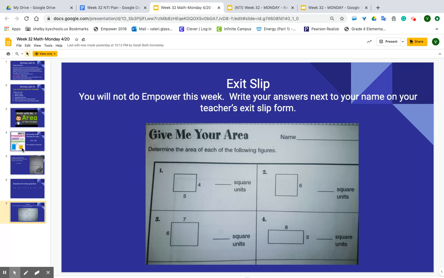There are the answers to your practice so that you know you're getting it right. And then you're going to do the exit slip. You will not do Empower this week. Last week we had some of you that said that you had a lot of issues with Empower. So we're not going to worry about Empower this week.